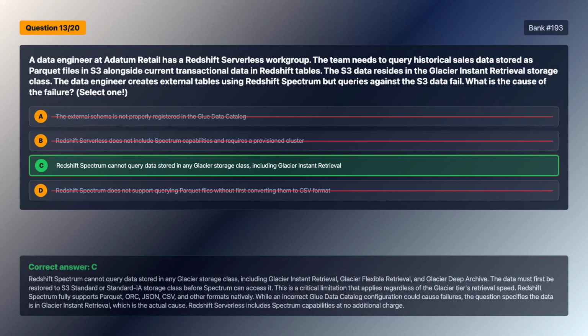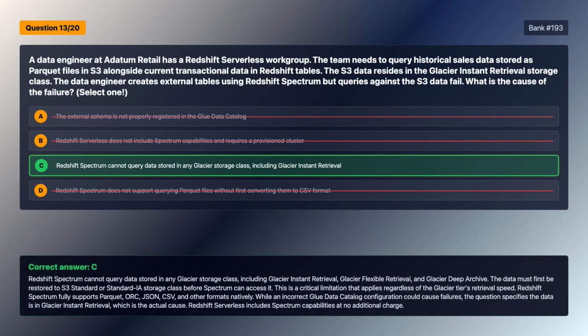The correct answer is option C. Redshift Spectrum cannot query data stored in any Glacier storage class, including Glacier Instant Retrieval, Glacier Flexible Retrieval, and Glacier Deep Archive. The data must first be restored to S3 Standard or Standard-IA storage class before Spectrum can access it. This is a critical limitation that applies regardless of the Glacier tier's retrieval speed.